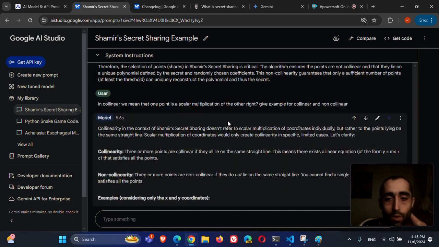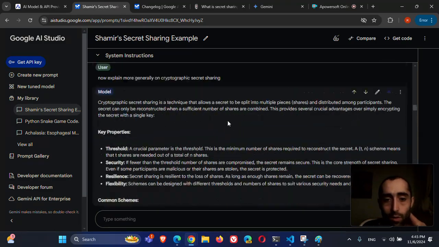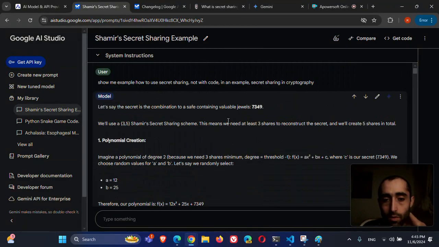Okay, so this was about secret sharing in cryptography. We talked about two schemes, not all the schemes, but just two: the Shamir scheme with polynomials and the additive scheme with the summing of the shares.